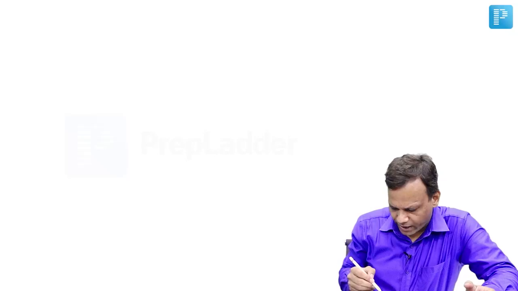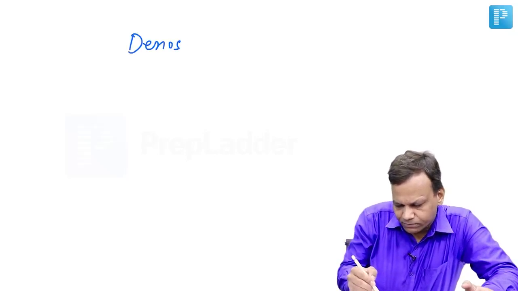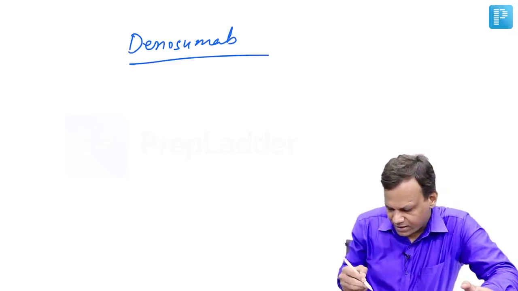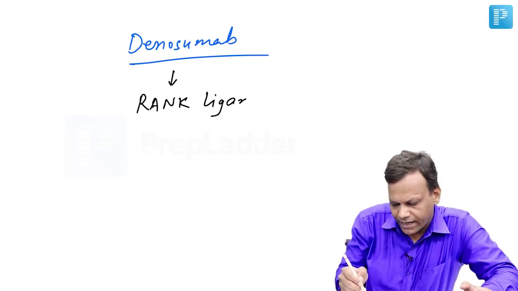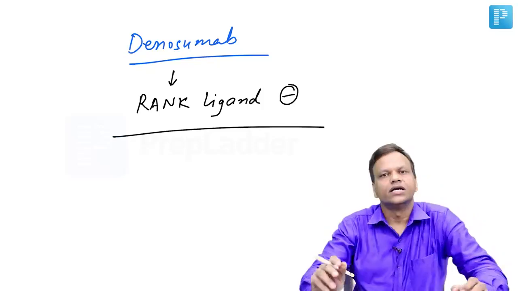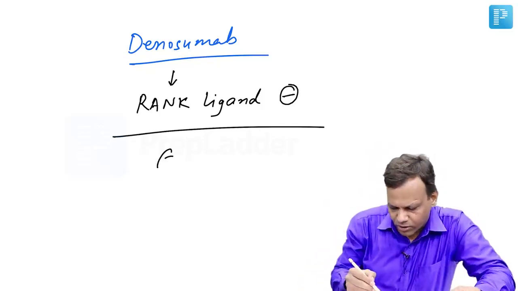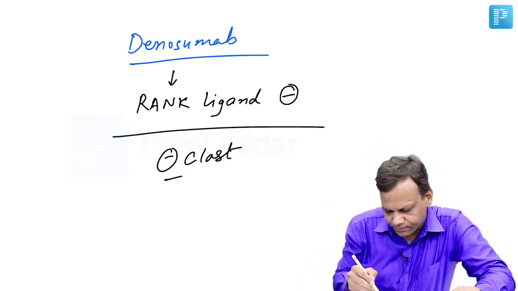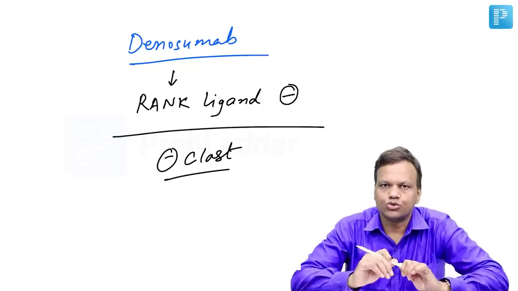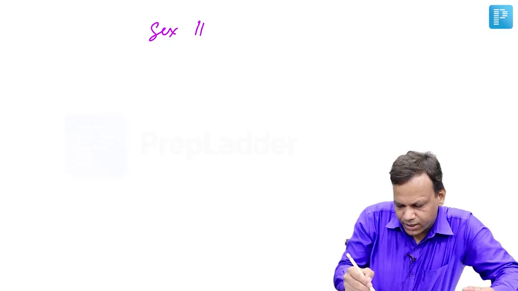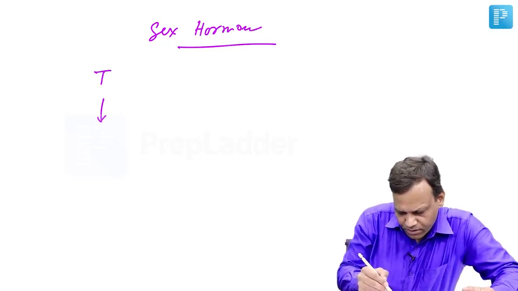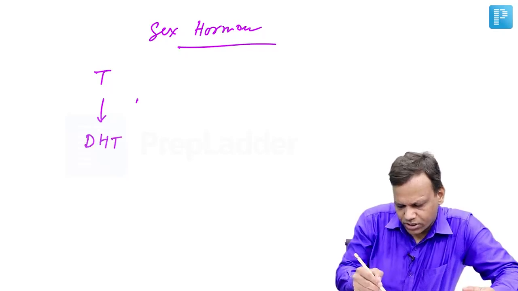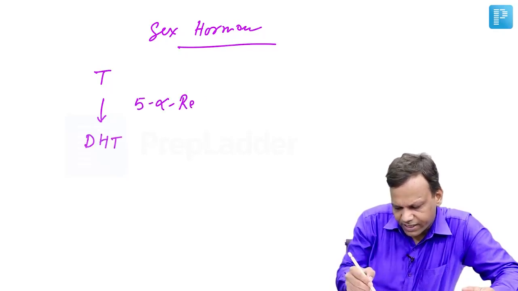Then we have one more monoclonal antibody called denosumab. This is a monoclonal antibody against RANK ligand. Denosumab acts by inhibiting osteoclasts. So these are the important drugs used in osteoporosis. Then we have some sex hormones, particularly testosterone. If we see, testosterone is metabolized to dihydrotestosterone by an enzyme called 5-alpha reductase.